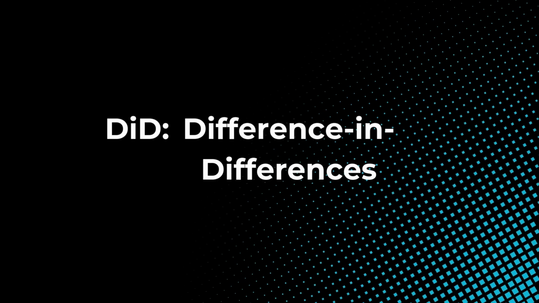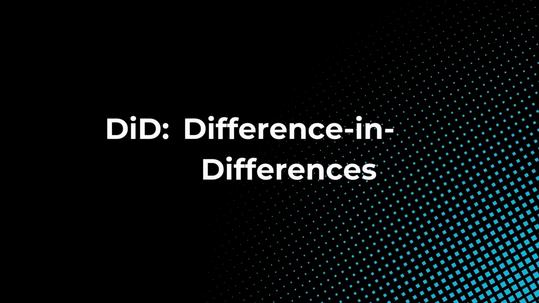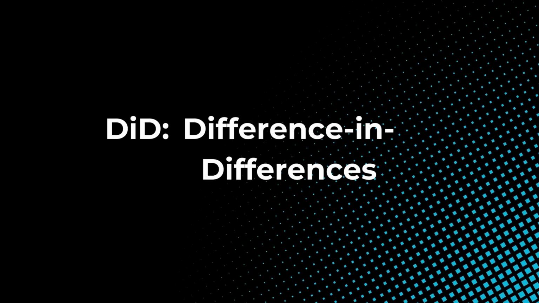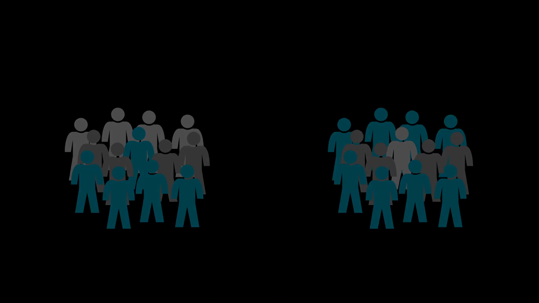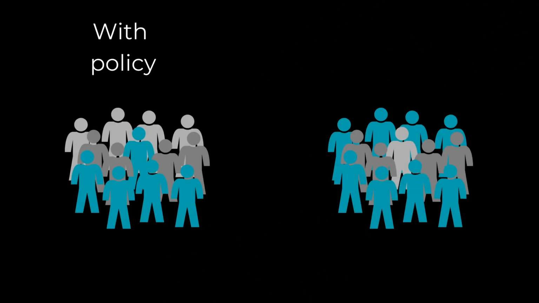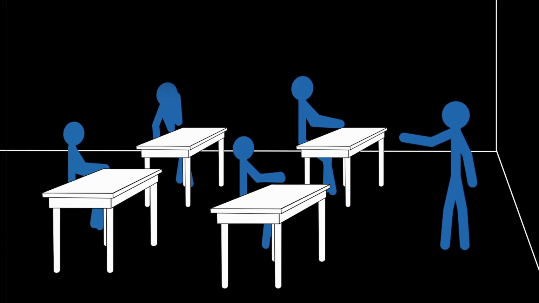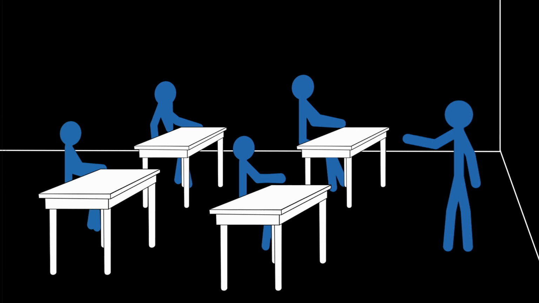The difference in differences method is a powerful tool for policymakers, which helps to assess the impact of policy changes by comparing the difference in outcomes over time between two groups, one affected by the policy and one that isn't. It's especially useful for evaluating changes in education, like a new curriculum or school inspection results.